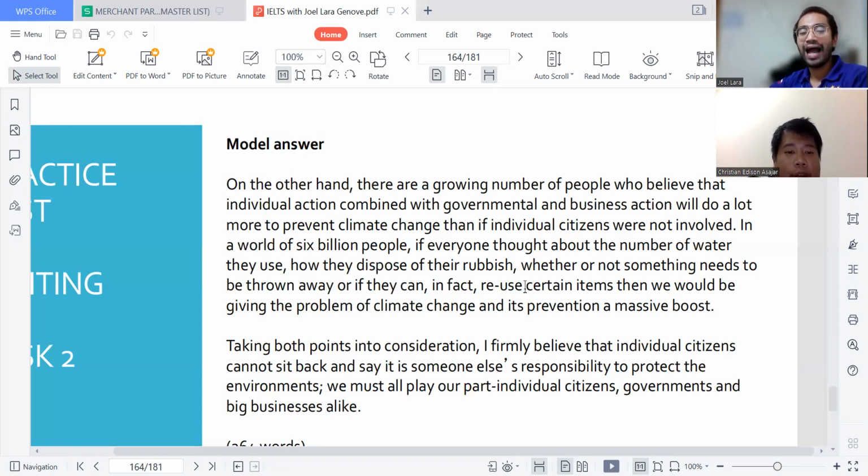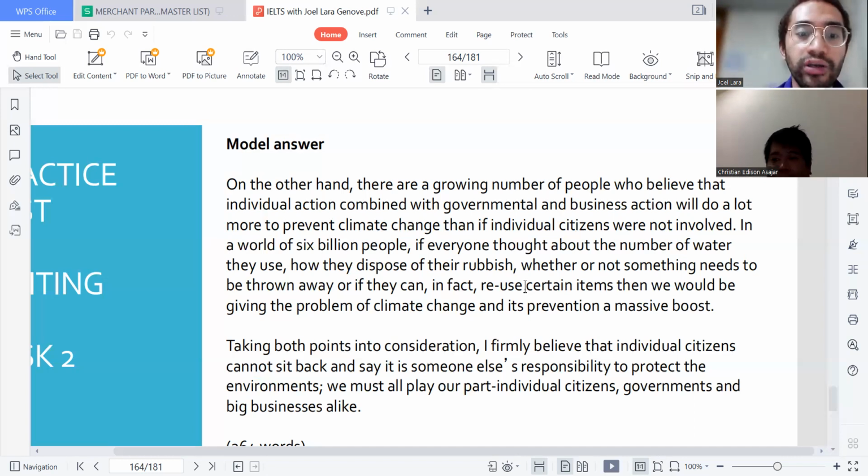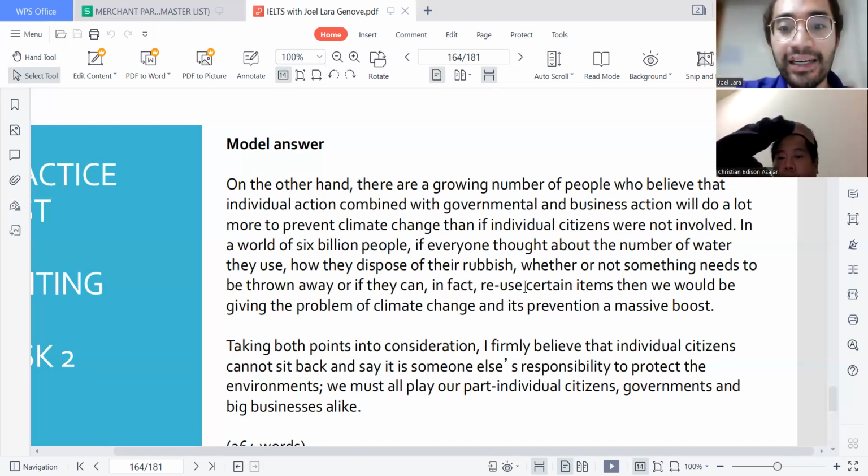Okay, go ahead. Last. Taking both points into consideration, I firmly believe that individual citizens cannot sit back and say it is someone else's responsibility to protect the environment. We must all play our part, individual citizens, governments, and big businesses alike. So that's your conclusion. It ended that they should work hand in hand. So this is how your essay looks like.